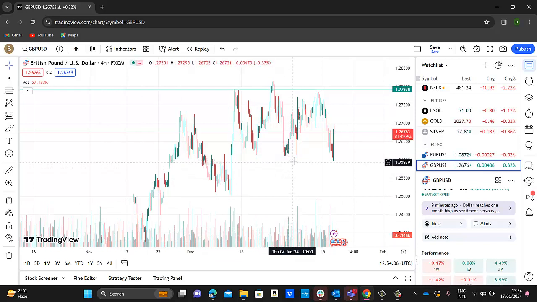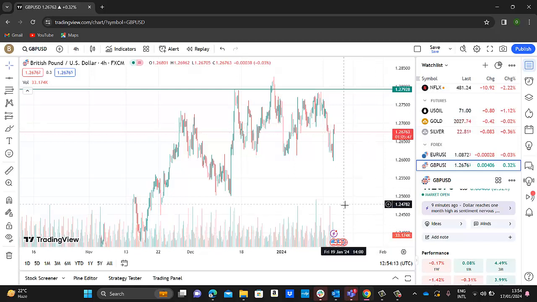Oh, price broke this low already. But I'll wait for price to actually break this low, come for its retest, and then I enter for sells.